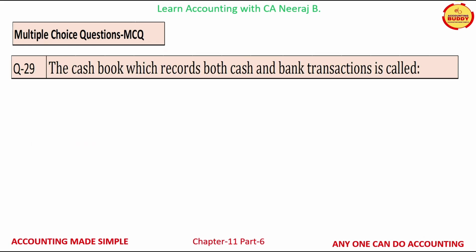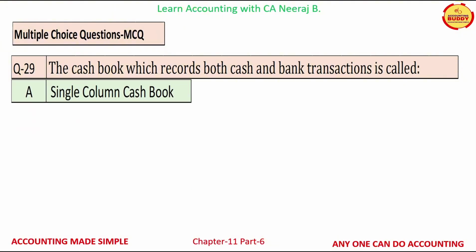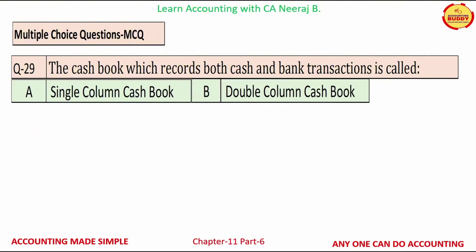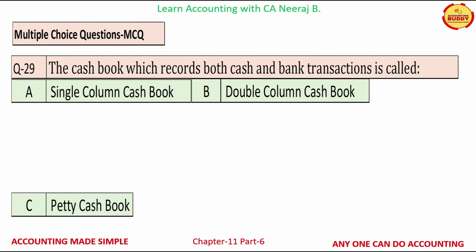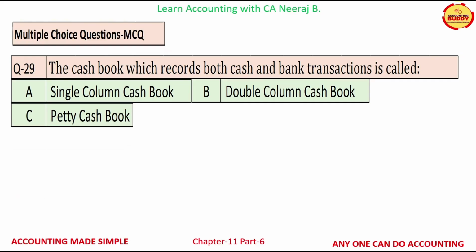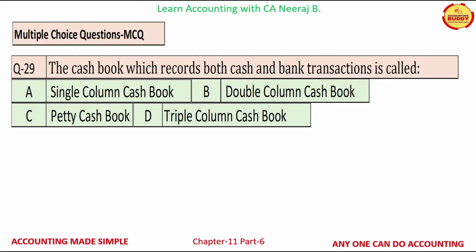Question number 29 is the cash book which records both cash and bank transactions is called, and the available options are option A, single column cash book, option B, double column cash book, option C, petty cash book, and option D, triple column cash book. And the correct answer is option B, double column cash book.